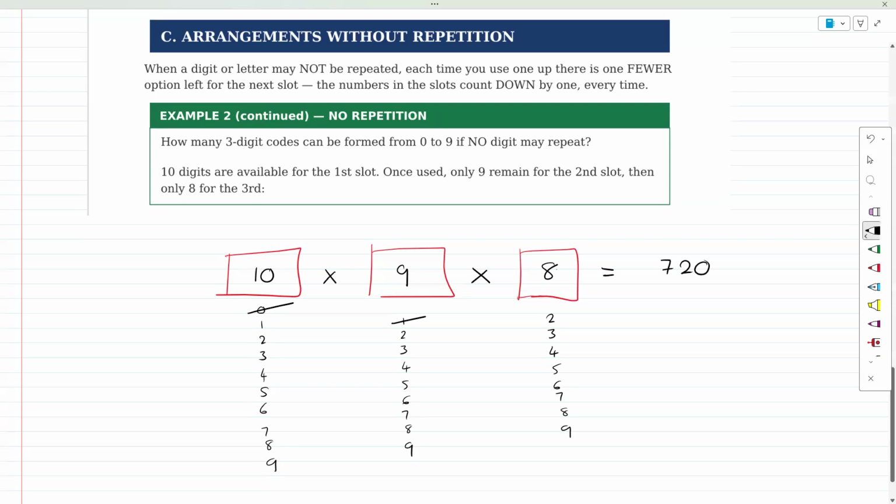Now, if we deal with this, that's the three factors of 10 times 9 times 8. That's the first three factors of 10 factorial, right? 10 factorial is 10 times 9 times 8 times 7 times 6 times 5 times 4 times 3 times 2 times 1.